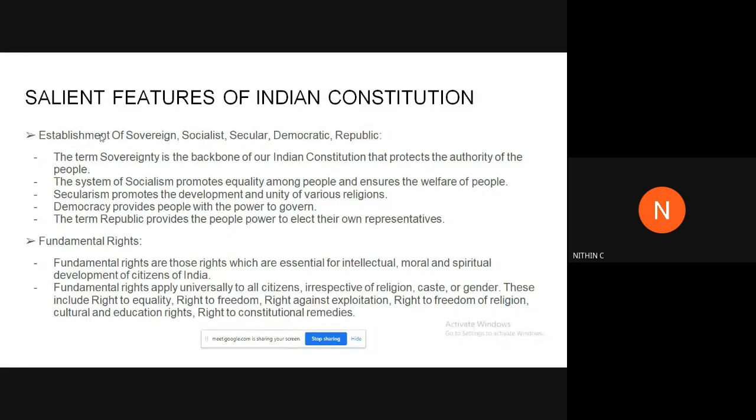The system of socialism promotes equality among people and ensures the welfare of people. Secularism means the development and unity of various religions. Then you have democracy, which provides the people with power to govern. The term republic provides the power to elect their own representatives.